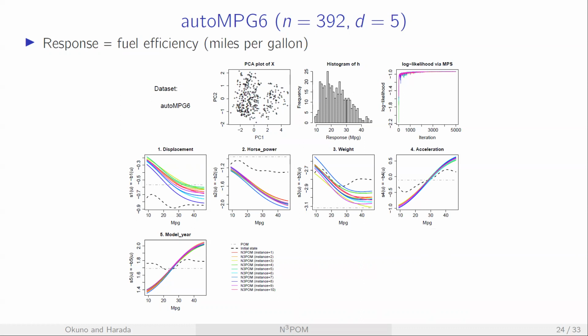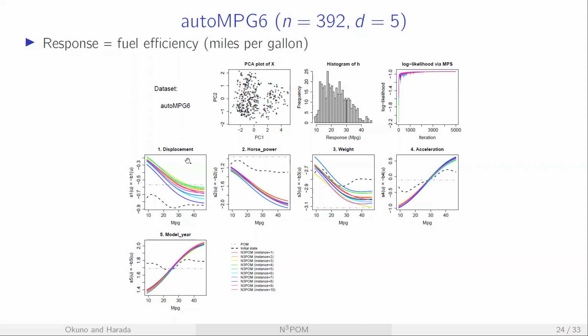Please look at the second one, the horsepower. In this plot, as you can see, the estimated coefficient is decreasing along with the changing response rate. So the coefficient is decreasing here. This result indicates that for highly efficient cars, meaning the cars whose MPG, miles per gallon, is large, the negative effect of horsepower is larger than that of the low efficient cars.